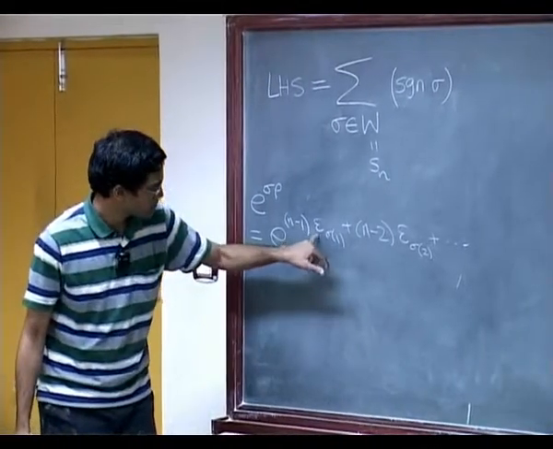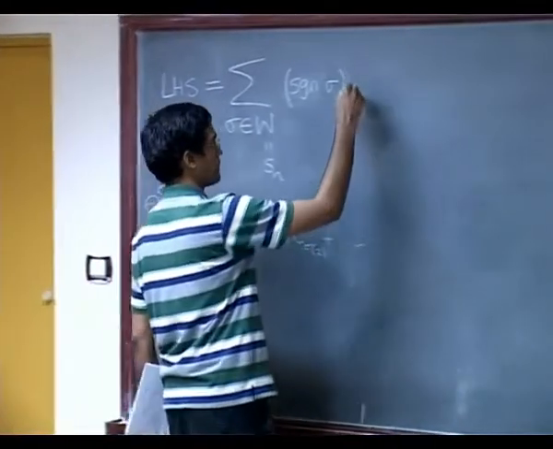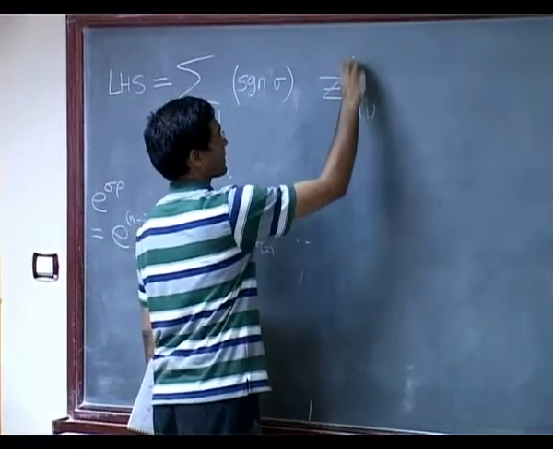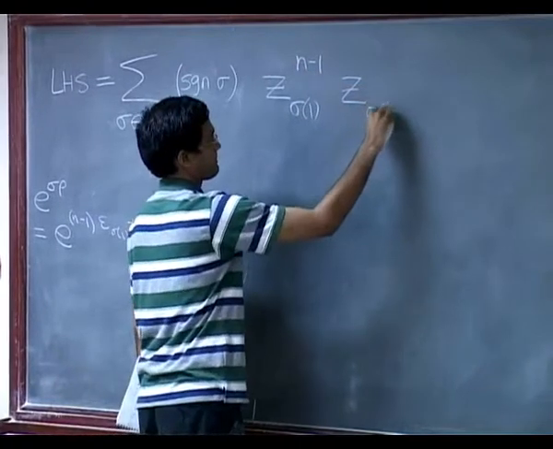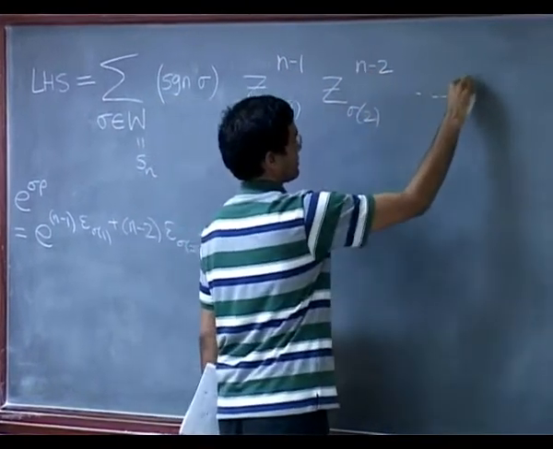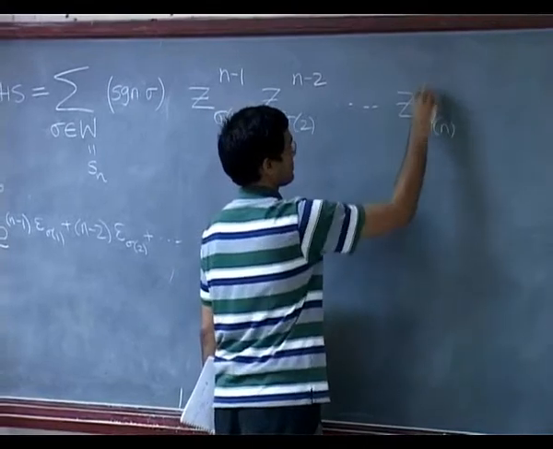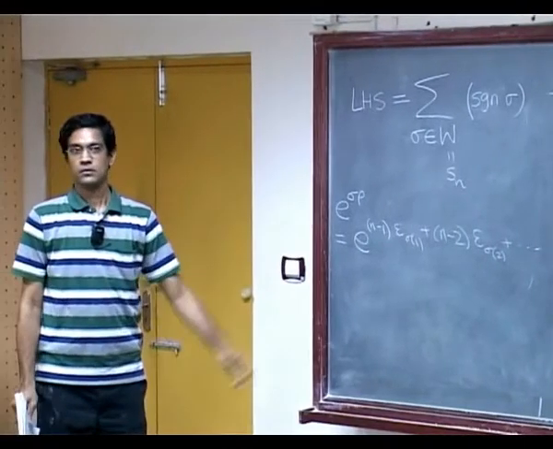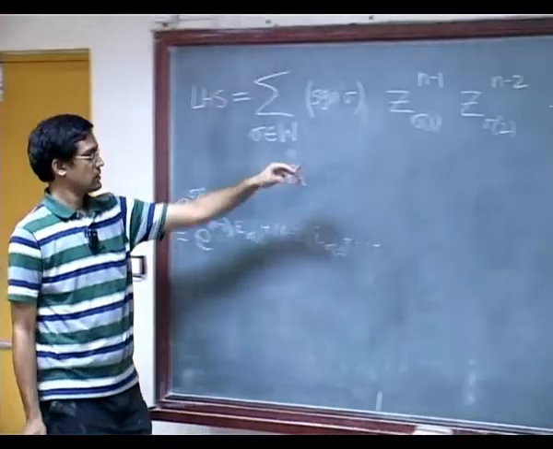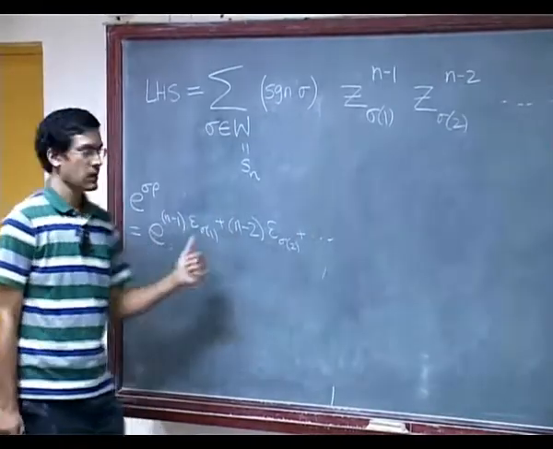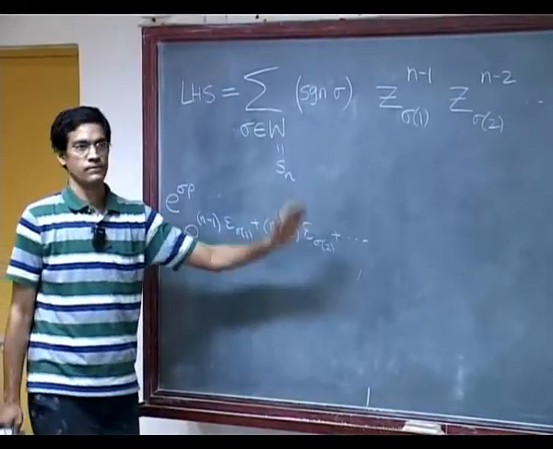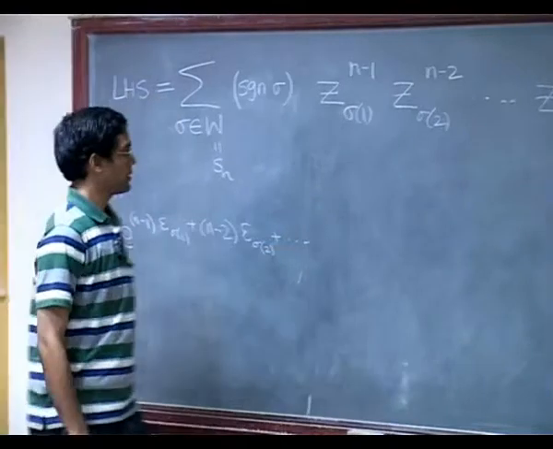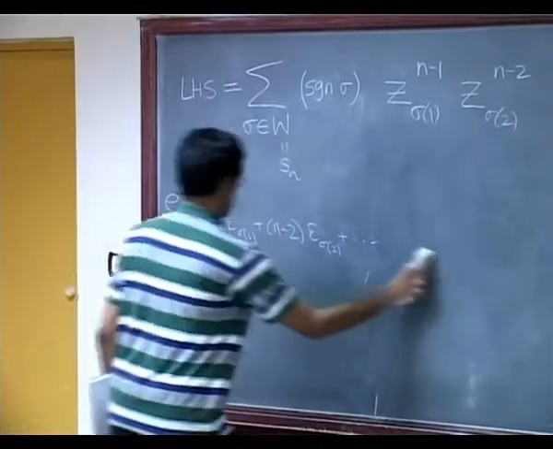And then e to the epsilons become z's. So now if I convert this into z's, convince yourself that here's what I will get. If I put all these things in, the variables z sigma 1, z sigma 2, z sigma 3 will occur to the powers n minus 1, n minus 2, n minus 3 and so on. Is this fine? So that's what I get here. Okay, great.